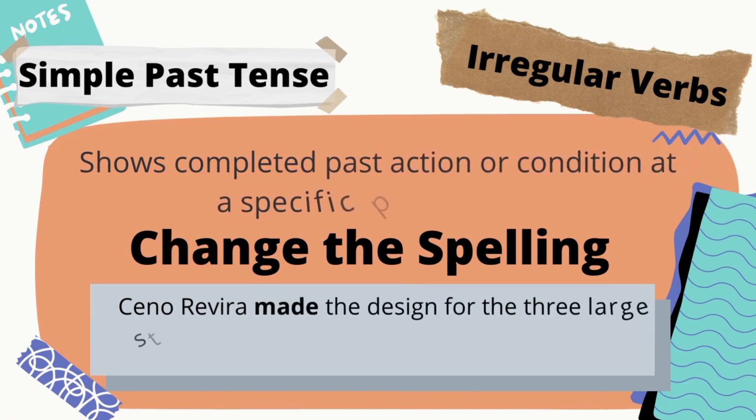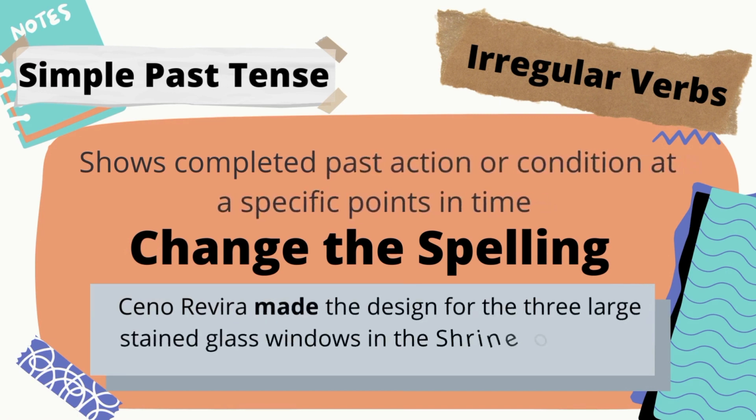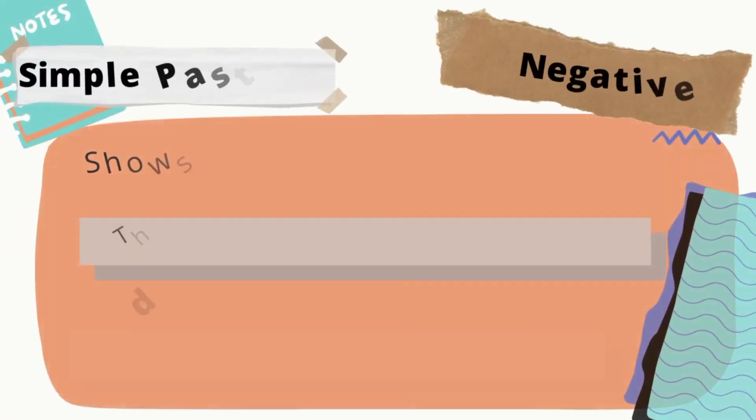Let's have another example. Sino Rivera made the design for the 3 large stained glass windows in the Shrine of Valor 50 years ago. The verb in this sentence is made, which is the past tense of the irregular verb make. This action is proven to be completed in the past because of the time marker 50 years ago.